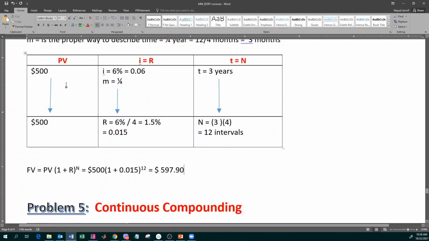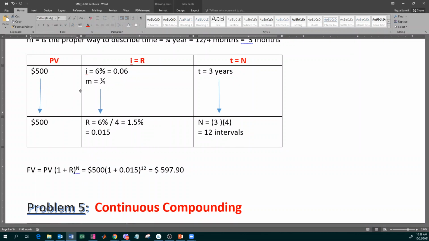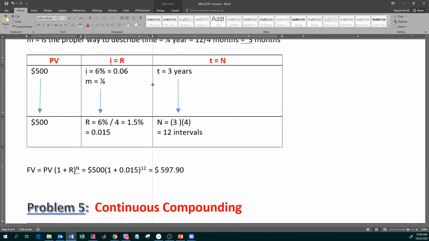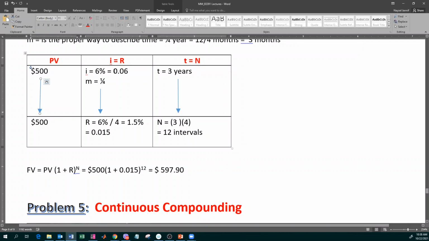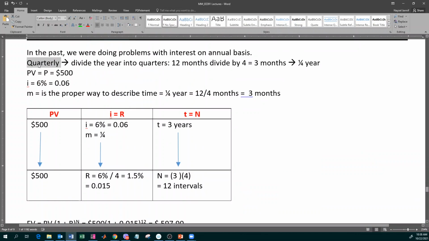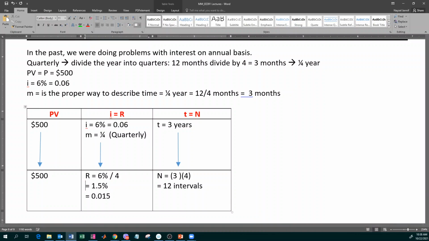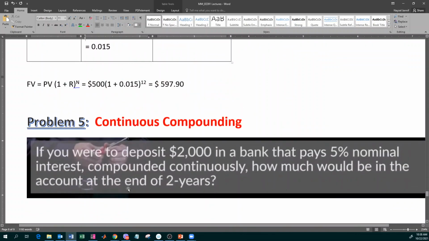So the key part over here is, the present value part was okay, not too hard. The crux of the matter was, we took the interest rate, which was annual, and took M, a compounding period, which is quarterly. We converted using M to 0.015, and we had 3 years, we took it down to 12 intervals.